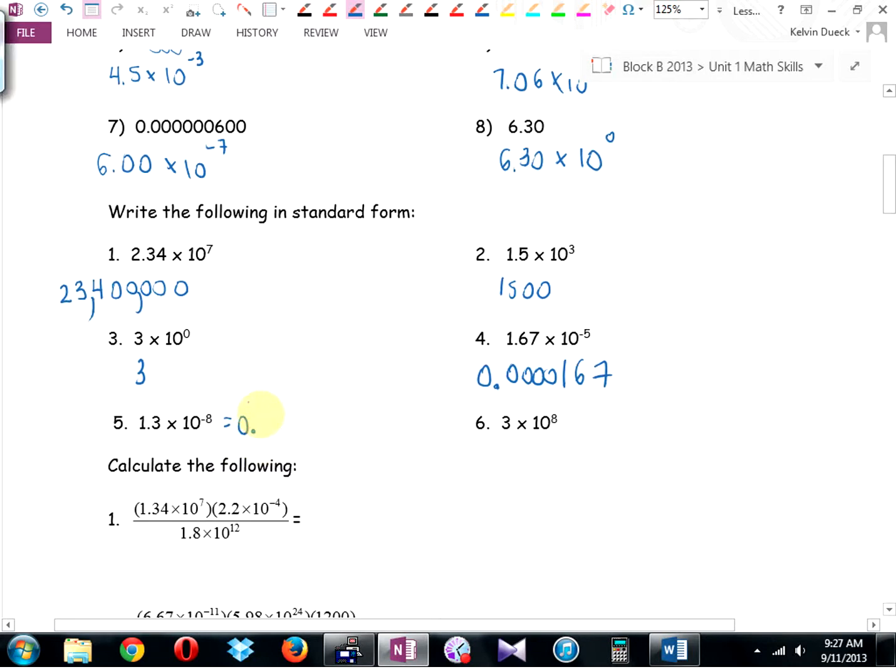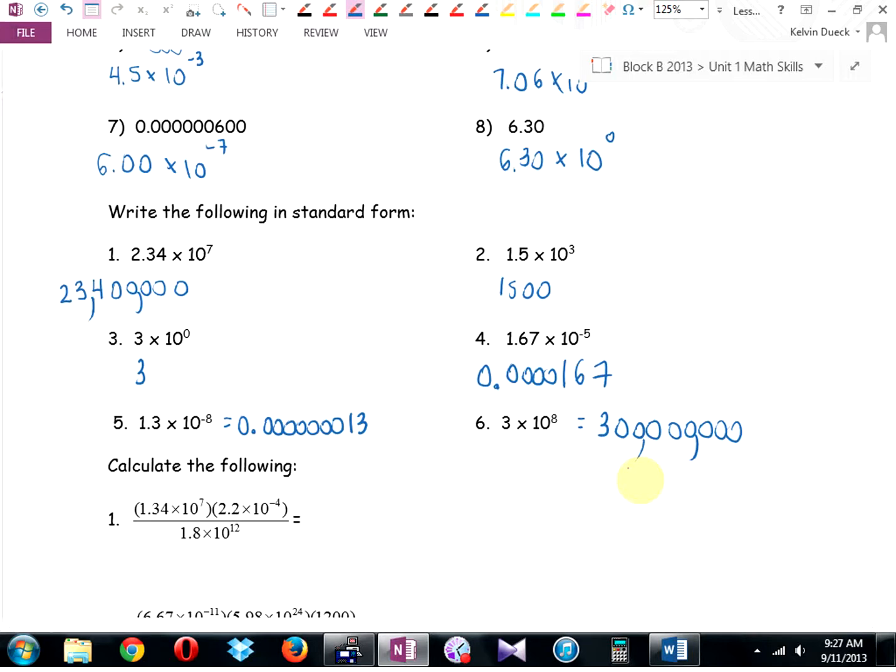The exponent is a -8. Brandon, that means 7 zeros. 1, 2, 3, 4, 5, 6, 7, 1, 3. Example 6, 3 times 10 to the 8th. How many zeros? Yeah, 8 of them. 1, 2, 3, 4, 5, 6, 7, 8. 300 million? 300 million.